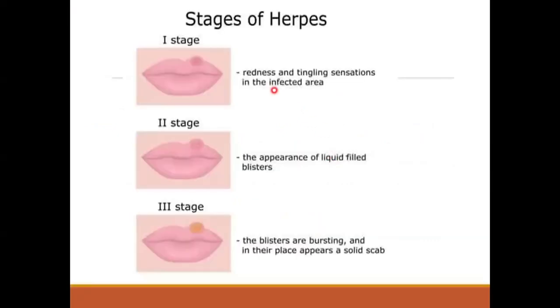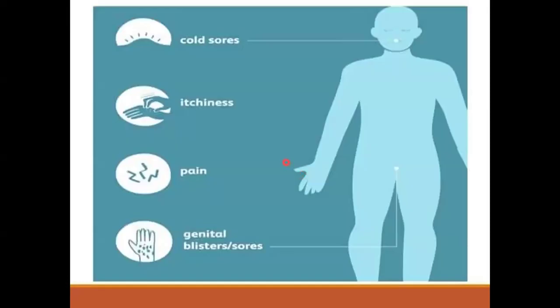So here are the stages. We start with redness and tingling sensation in the infected area. As you can see here, the appearance of a liquid-filled blister. So if you've ever seen it, it becomes a clear fluid, okay? And then the blisters are bursting, and in their place appears a solid scab. So once it bursts, it becomes solid. You're going to see there, as I'd shown in the picture. Okay. Then these are the general symptoms. We have cold sores, itchiness, pain, and then genital sores.